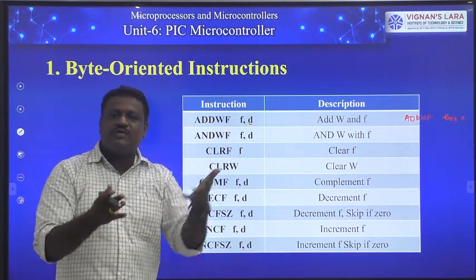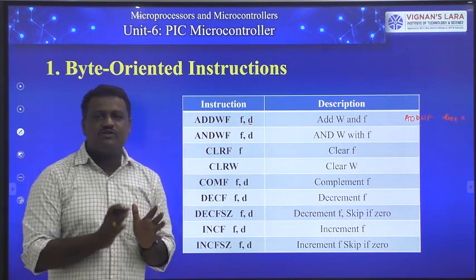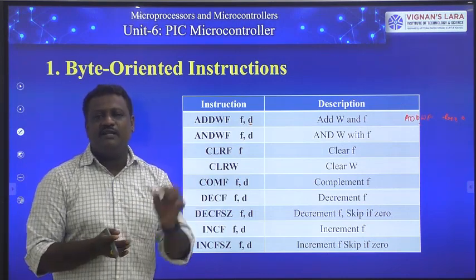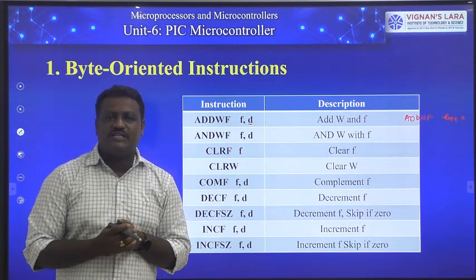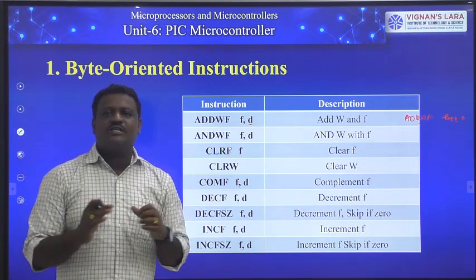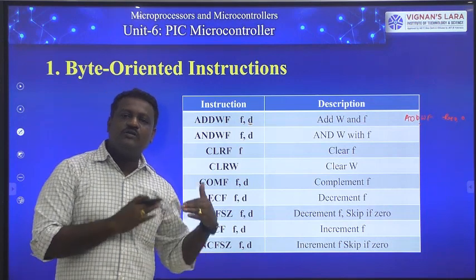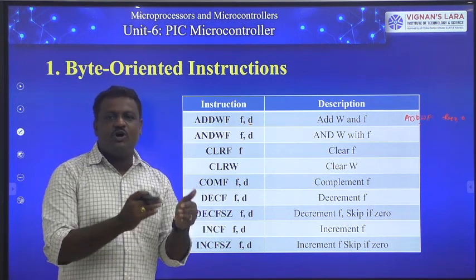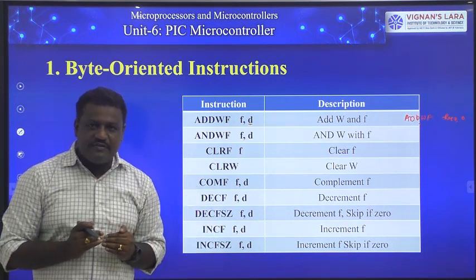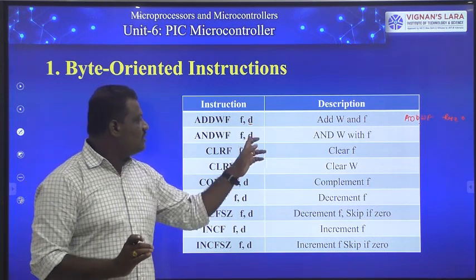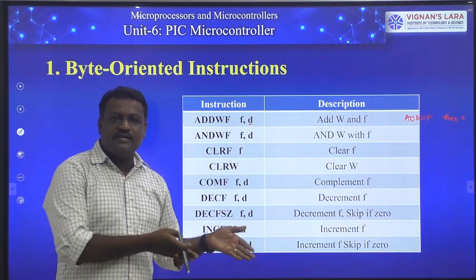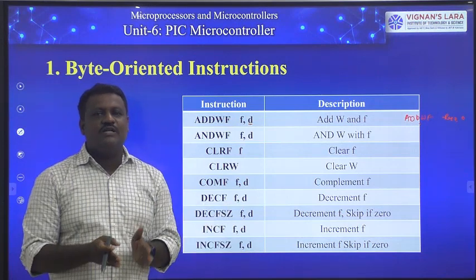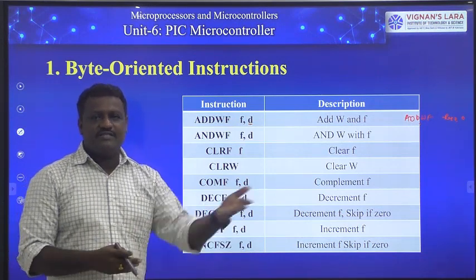In the previous case I was doing addition. Now by using this I am doing a logical AND between the content of working register W and the content of file register F. After the logical AND, the result is stored either in working register W or in file register F. That purely depends on D. If D is equal to 0, the result is stored in working register W. If D is equal to 1, the result is stored in file register F.